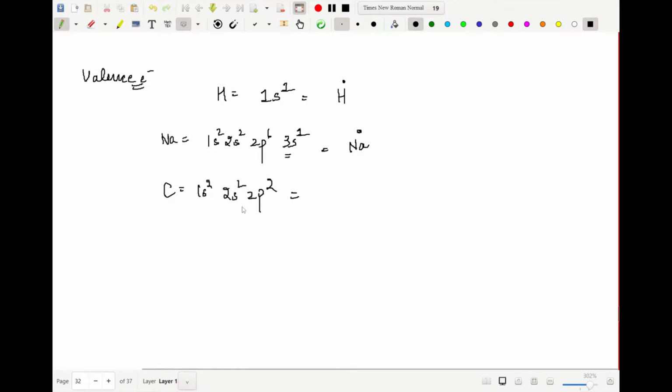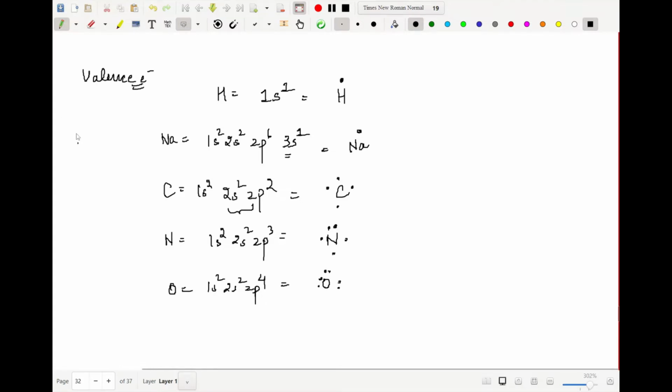In the case of carbon, on the other hand, the electronic configuration is this. Here we have 4 electrons in the valence shell, so carbon can be represented like this with 4 dots. In the case of the nitrogen atom, we have the electronic configuration 1s2, 2s2 and 2p3. We can represent it with 5 dots, which represent 5 electrons in the valence shell. In the case of oxygen, we have 1s2, 2s2, 2p4. Now we have 6 electrons in the valence shell, so oxygen can be represented by 6 dots.